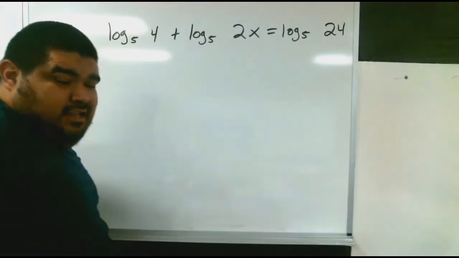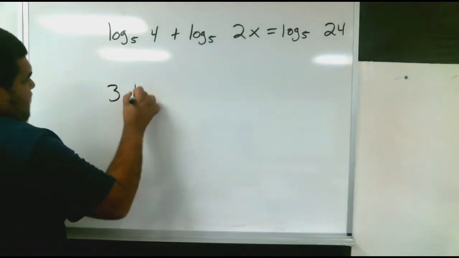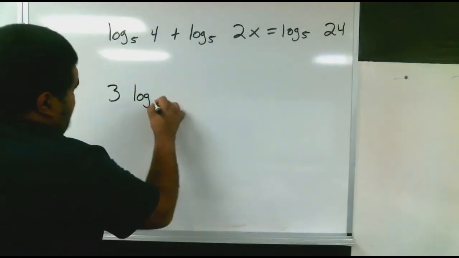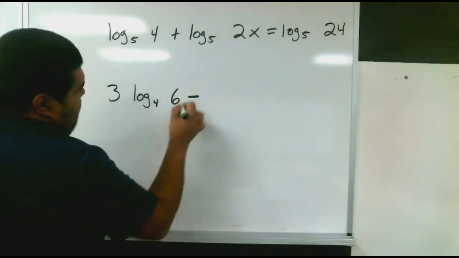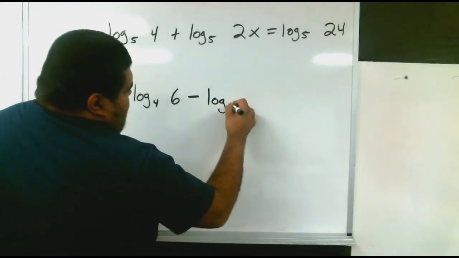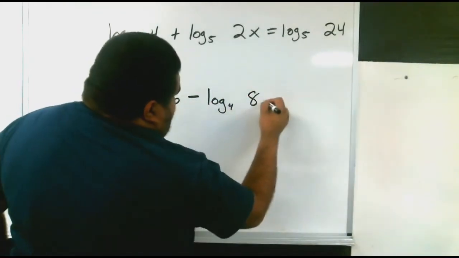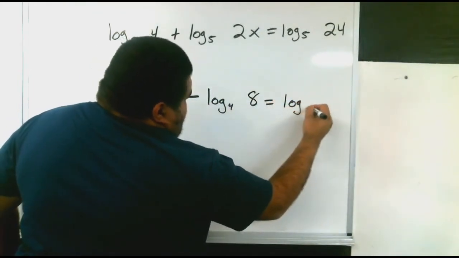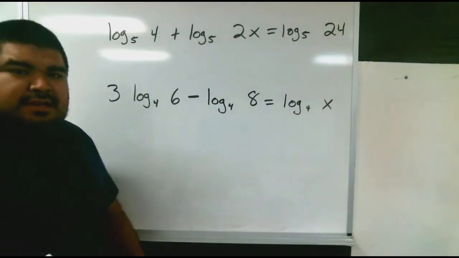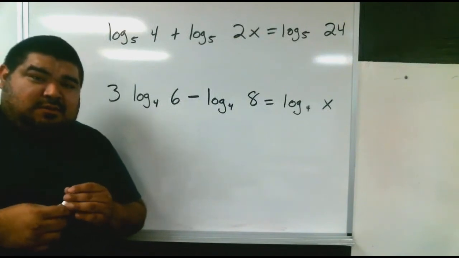All right, and your second one is 3 log of 4, 6 minus log of 4, 8 equals log of 4x. Hint, hint: the second one has to do something to that 3.